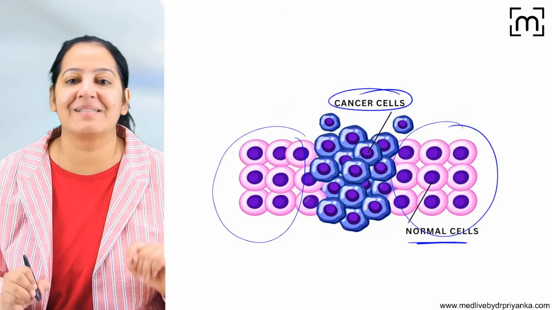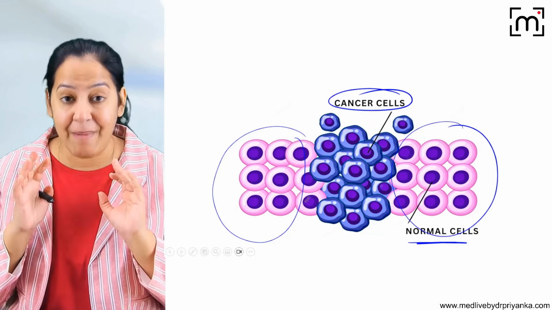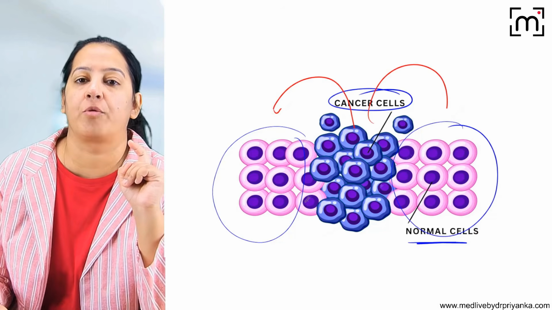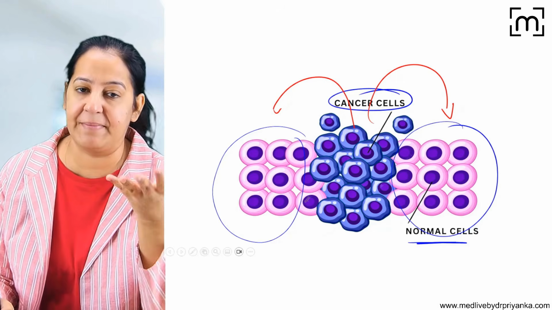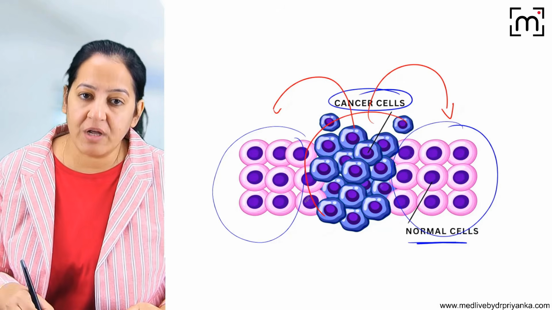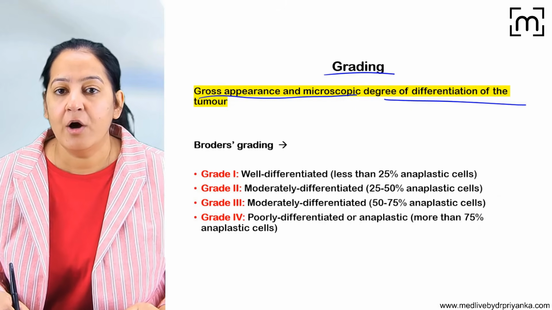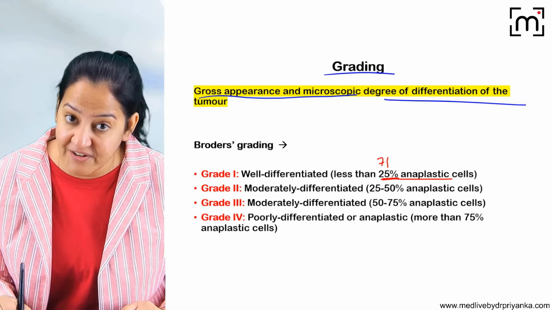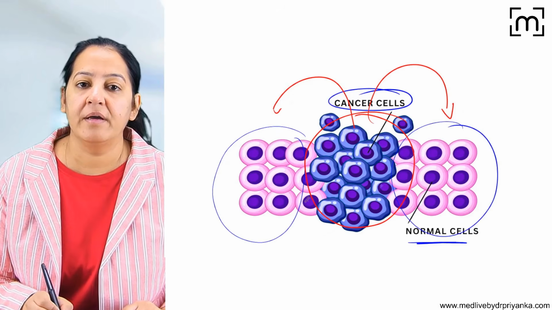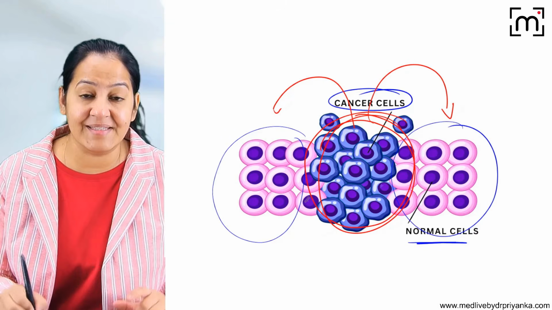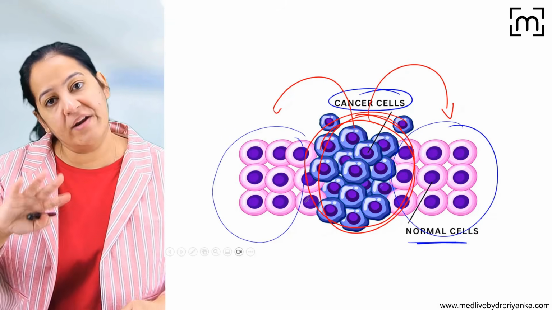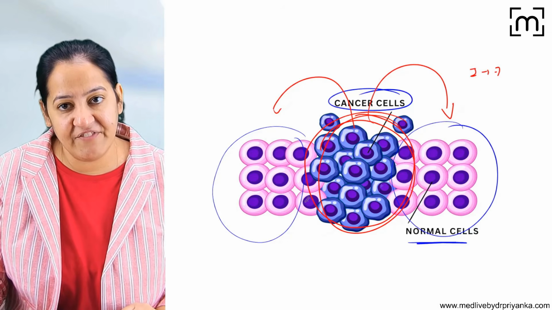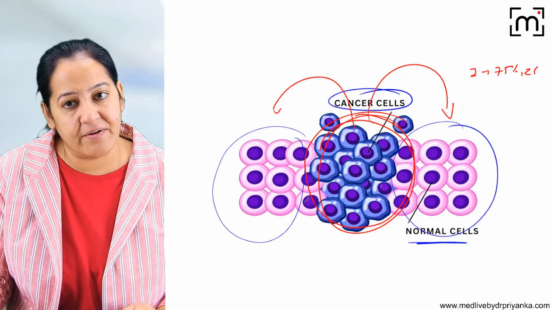What are the blue cells? The blue cells are the cancer cells. Now microscopically, you see how much the cancer cells resemble the normal cell, or how different they are. Tell me the percentage. Out of a total of 100 cancer cells, only 25% are anaplastic. Anaplastic means they are different, and 75% are still resembling. It is known as grade 1 tumor. In grade 1, 75% resemble and 25% are anaplastic.